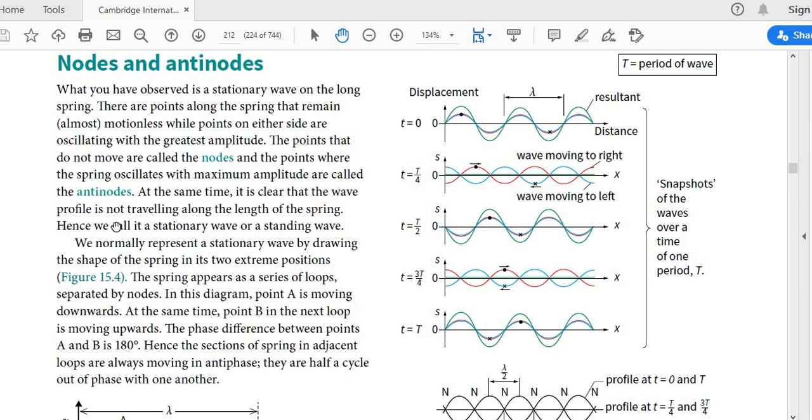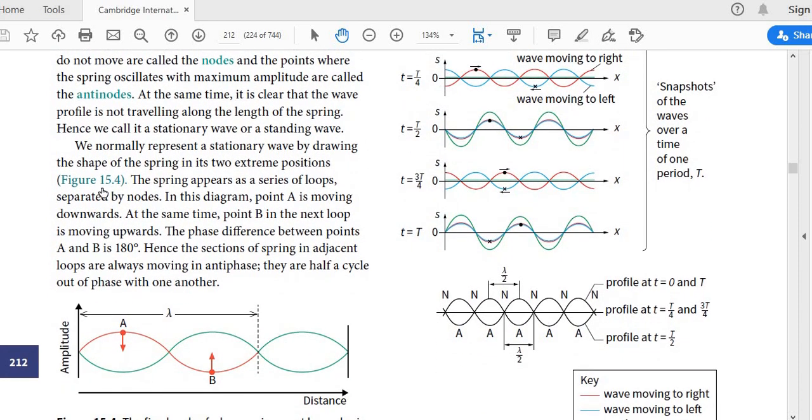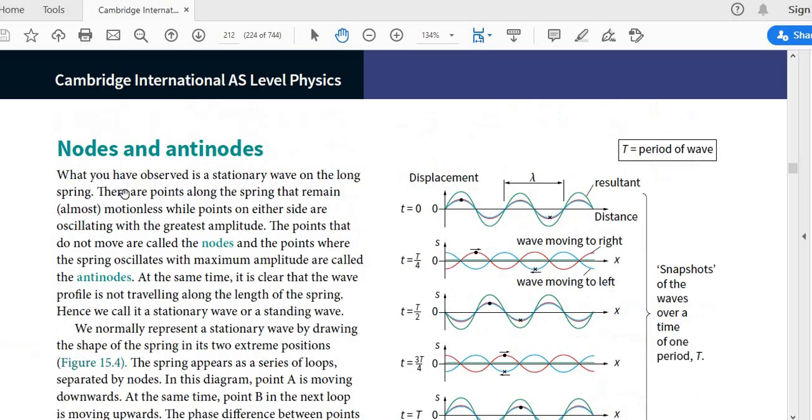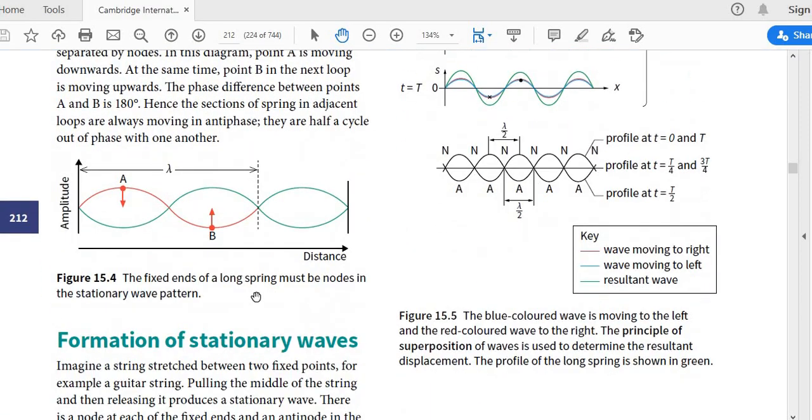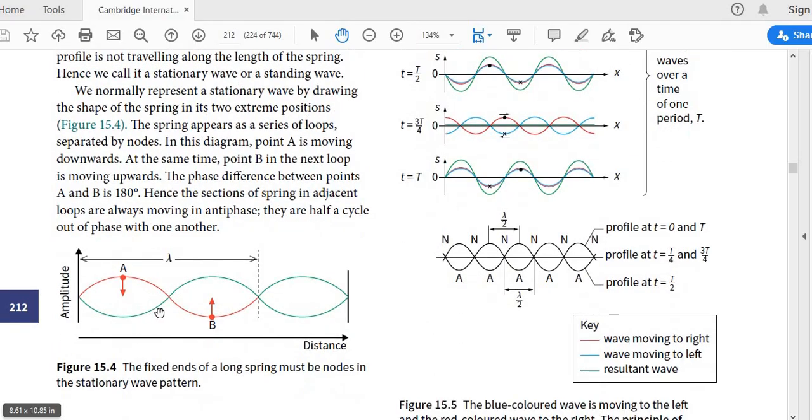At the same time, it is clear that the wave profile is not traveling along the length of the spring. That is a standing wave, hence we call it a stationary wave or standing wave. We normally represent a stationary wave by drawing the shape of the spring in its two extreme positions. This is figure 15.4. Now you can see here we have an antinode, here we have an antinode, here we have a node.